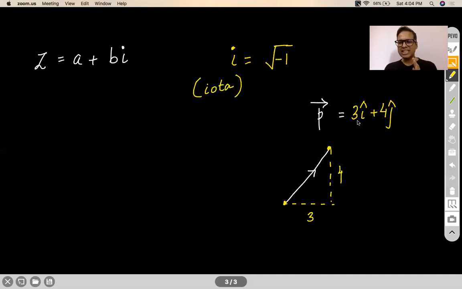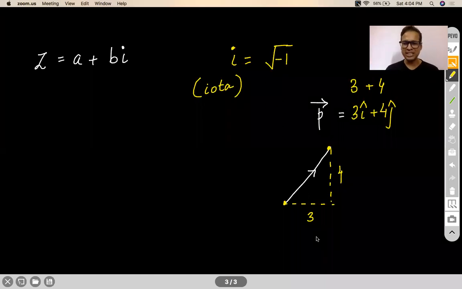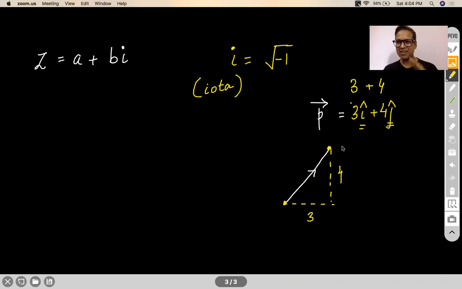Now, why 3 i cap and 4 j cap? Why didn't you just write 3 plus 4? You'll say, sir, for two reasons. First of all, how would I know that this is a vector quantity? Second, how would I know how much I have to travel along the X axis and how much along the Y axis to go from the initial to the terminal position? So i cap and j cap are unit vectors which tell you that you are going 3 units along the x axis. That means you are covering that i unit 3 times and this j unit 4 times in order to cover the entire vector, isn't it?